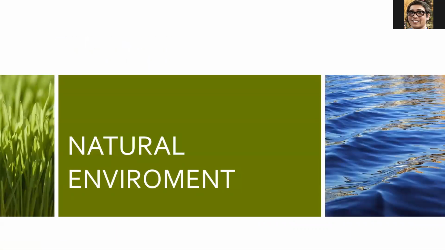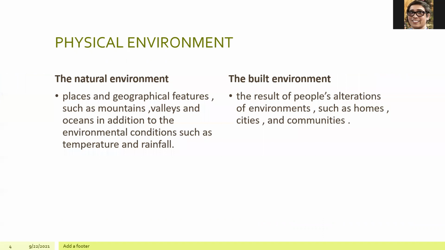So the natural environment. The physical environment is composed of 2 parts, which is the natural and the built environment. The natural environment are places and geographical features such as mountains, valleys, and oceans, in addition to the environmental conditions such as temperature and rainfall. So the natural environment is the surroundings that we see and we use.